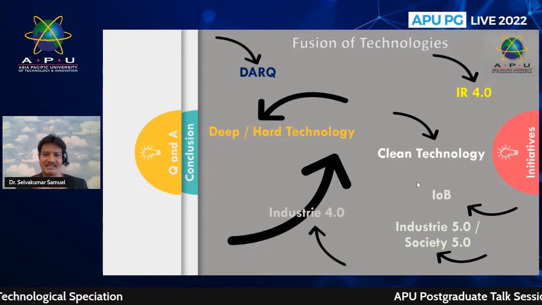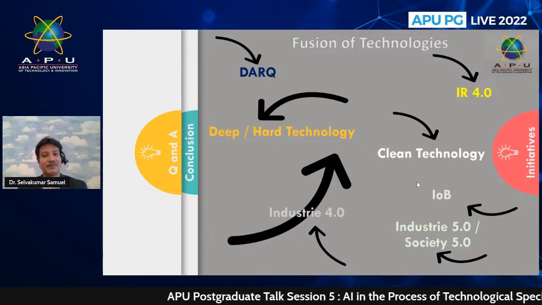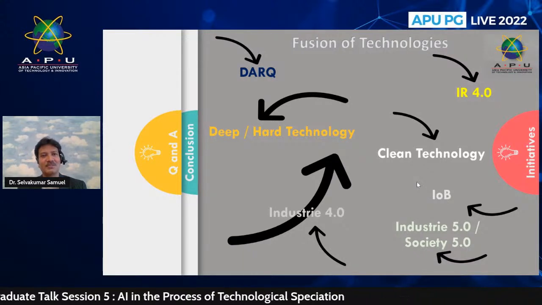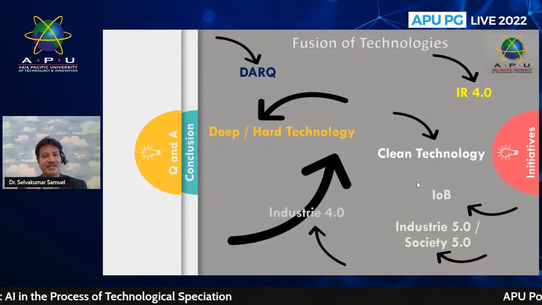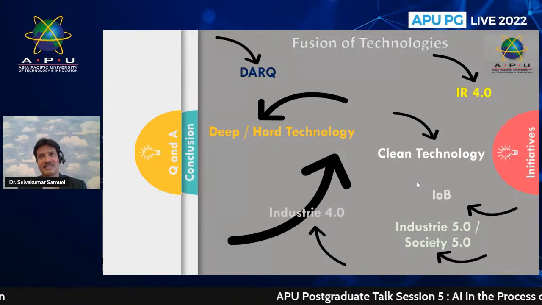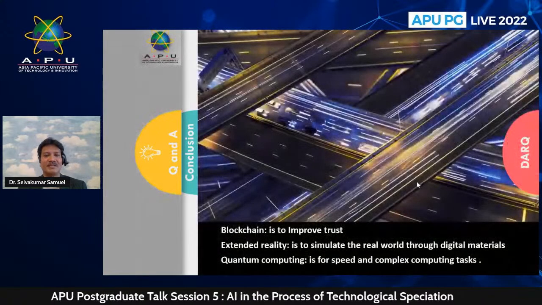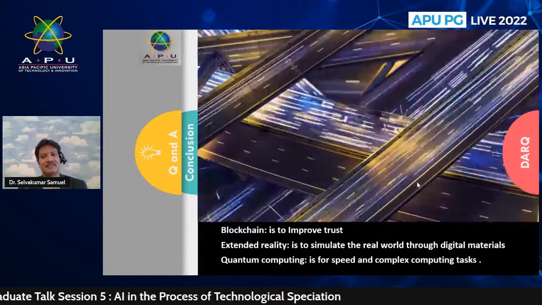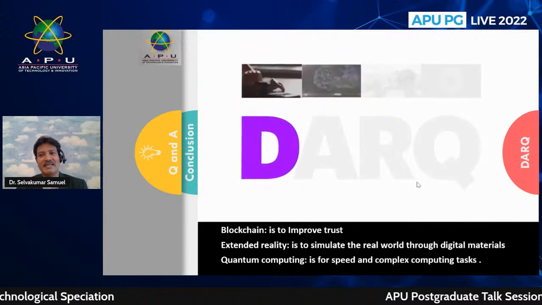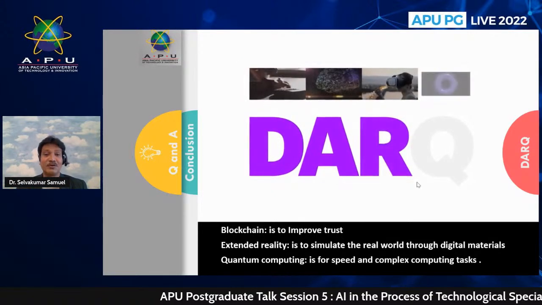What you see, these are some of the names of the species with the fusion of multiple technologies: DARQ, IR 4.0, Industry 4.0, Deep or Hard Technology, Clean Technology or Green Technology, Internet of Behaviors, Industry 5.0, Society 5.0, and many. Let me share a little information about this. The first one in the list just now, DARQ, D-A-R-Q, is the fusion of four areas, four domains.